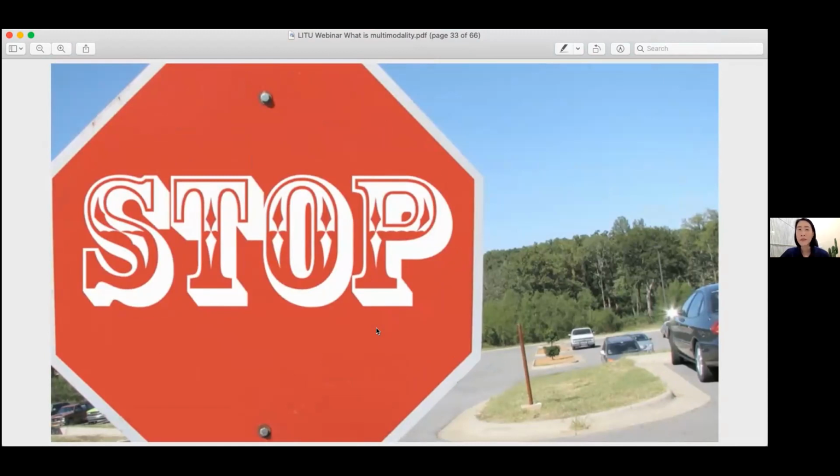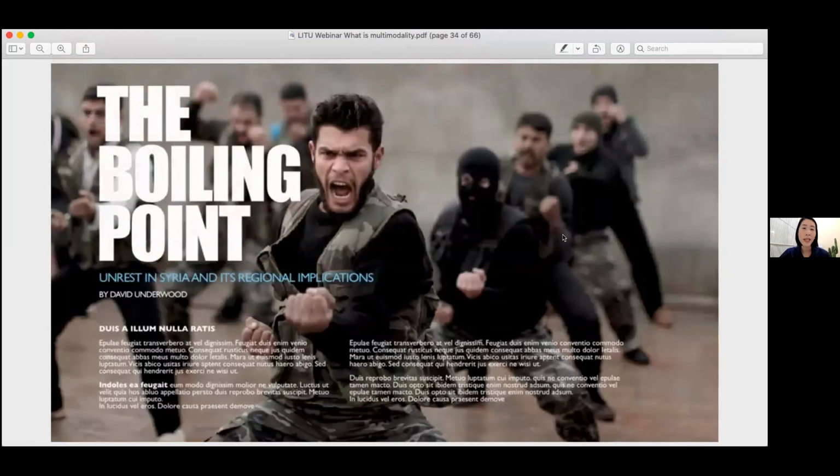Right? So sometimes we use a font just because Microsoft Word or PowerPoint suggests that this is a good font, but actually there is a lot more that we can do with it, right? Let's look at another example. This is a magazine article talking about unrest, like the situation in Syria, which is quite intense, right? Unrest in Syria and its regional implications. So the boiling point is the term, and you can see that in the background the image shows soldiers practicing something, right? It's not really stress, but a very serious mood, let's say. So the font that they use right here is quite appropriate.